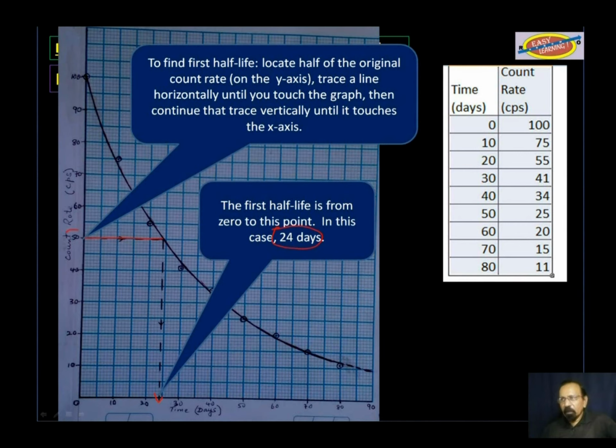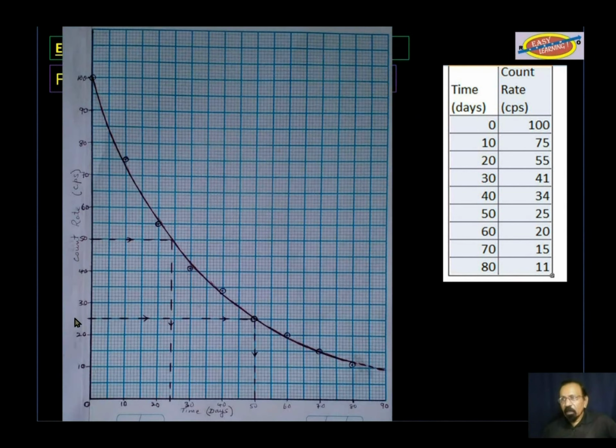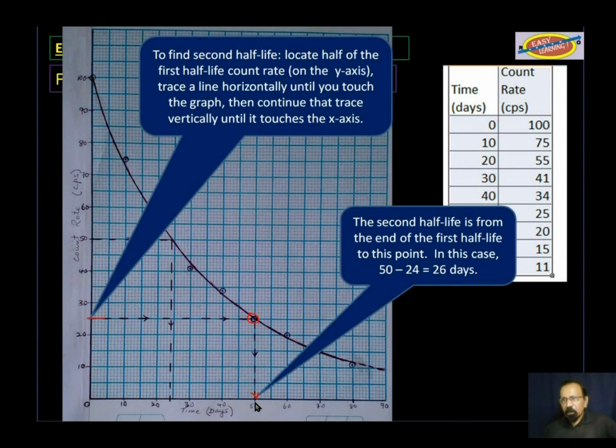Then from 50, we come down to 25, which is half of 50, of course. We come across like this to this point, draw a line coming down, and we get the second half-life would be 50 minus 24, which would be 26 days. So the first half-life is from here to there. The second half-life is from 24 to 50.